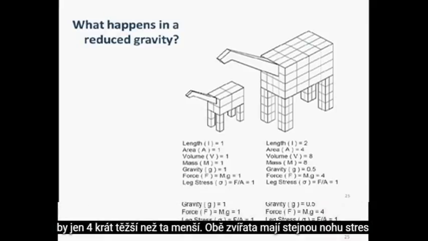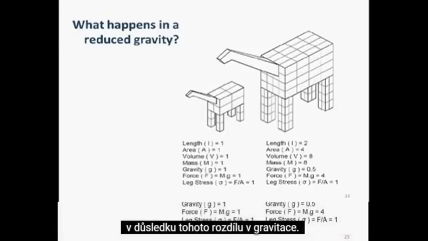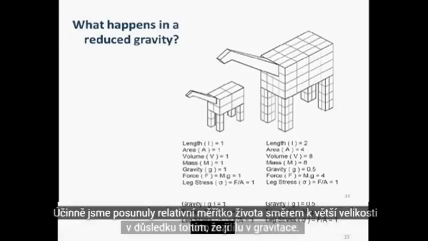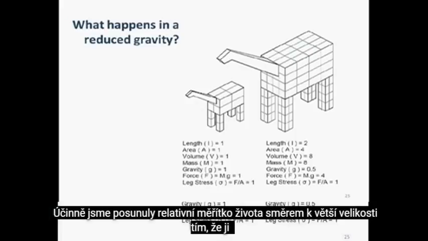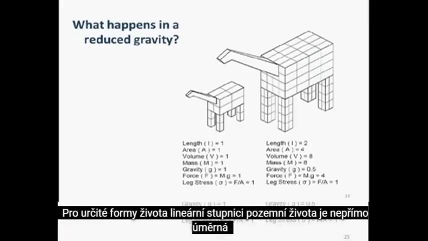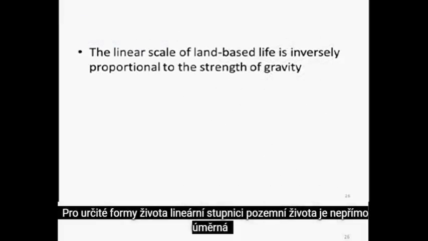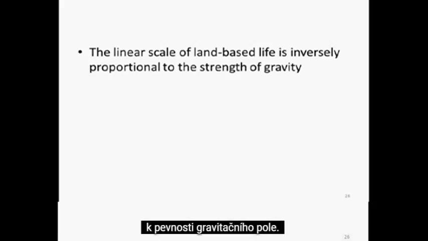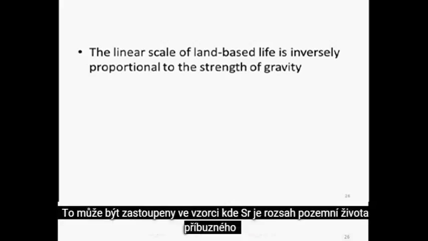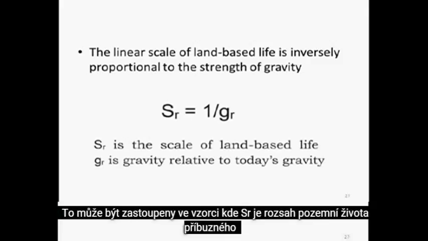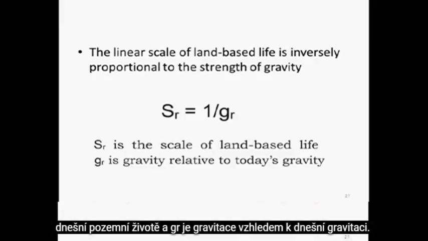So the larger animal would only be 4 times as heavy as the smaller one. Both animals have the same leg stress because of this difference in gravity. We have effectively shifted the relative scale of life towards a larger size by placing it in a reduced gravity. For a particular form of life, the linear scale of land-based life is inversely proportional to the strength of the gravitational field. This can be represented in a formula where SR is the scale of land-based life relative to today's land-based life, and GR is gravity relative to today's gravity.